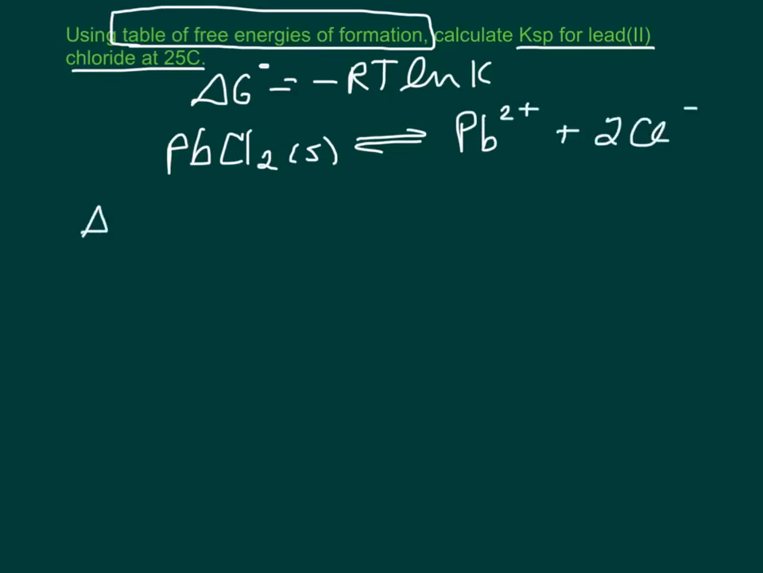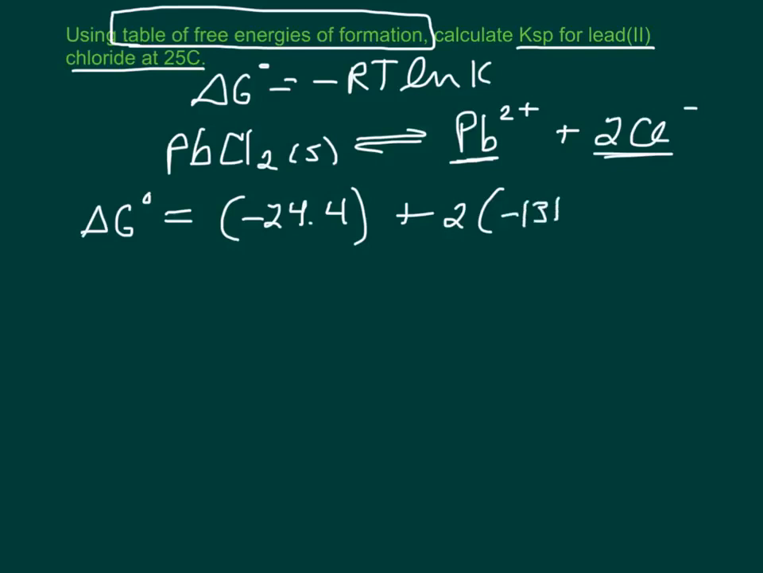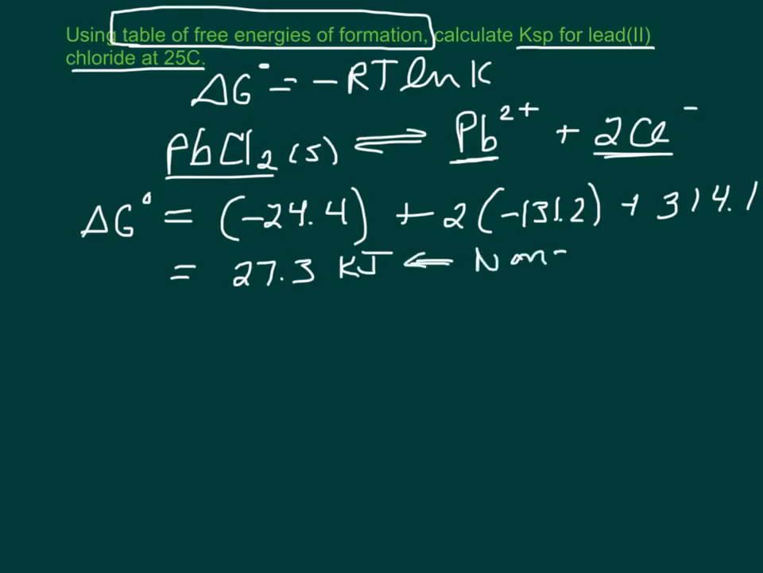So when we go to find the delta G0, the standard free energy from the tables, it's going to be the free energy of formation of lead 2 ion, which is minus 24.4, plus 2 times the free energy of formation for chloride, which is minus 131.2, minus 1 times the value for lead 2 chloride, so 314.1. If you do all that out, you get 27.3 kilojoules.